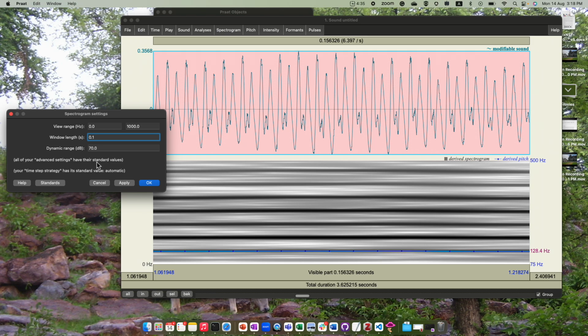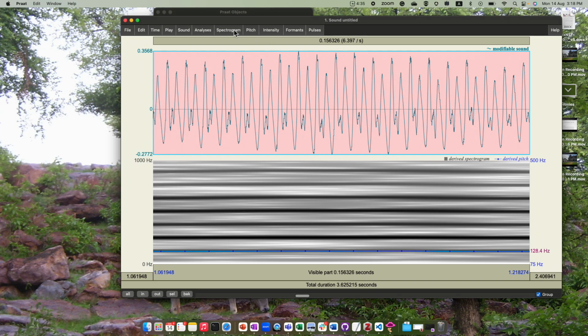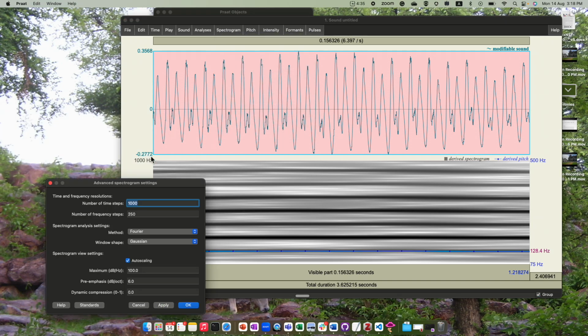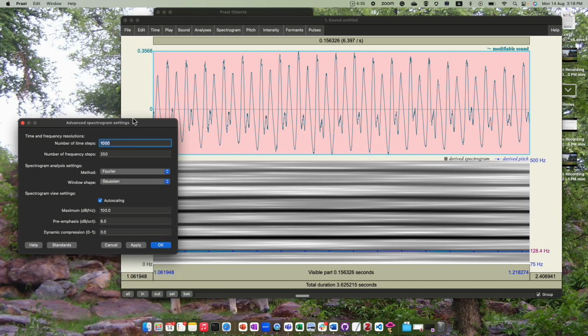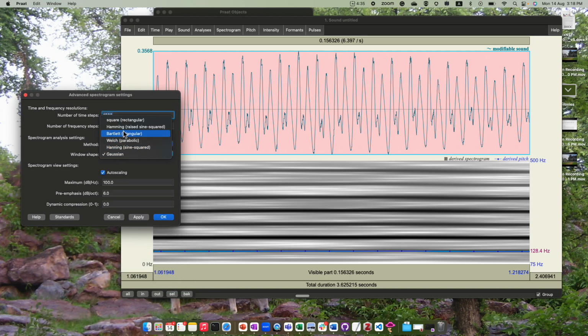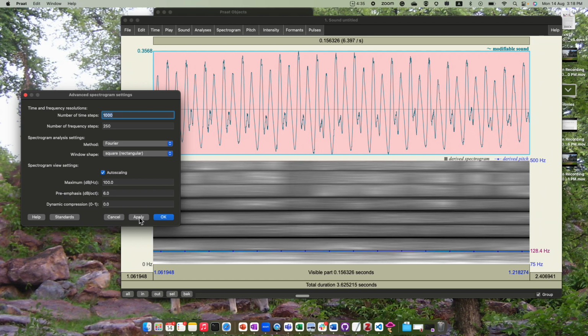Now let's change the window type. In advanced spectrogram settings, you have here Gaussian window. If I use a square window, what will happen? What do you expect? Side lobes will appear. You can see so many side lobes have appeared. Earlier those regions were whitish, now they have become extra lines. So many fine lines have appeared. They are side lobes.